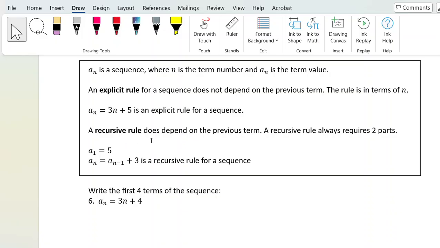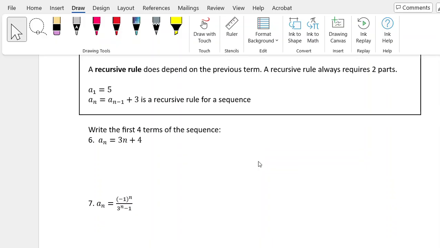A recursive rule does depend on the previous term, and it always requires two parts. We need to identify the first term, in this case it's 5, and then we need to identify how we get the next term from the previous term. So that's what the second part is. This is saying to find the next term, take the previous term and add 3. So my second term would be 8, my third term would be 11, and I would add 3 to the previous term to get the next term. This is more similar to Anita's pattern, where we are basing our next term off of the previous term.